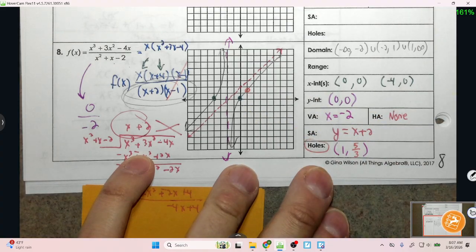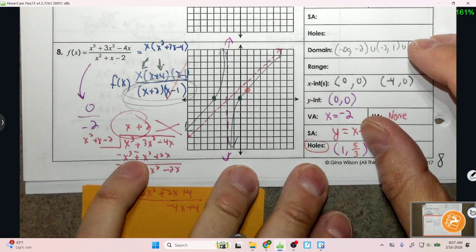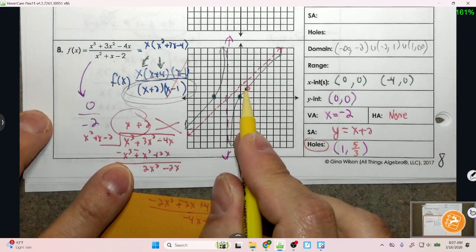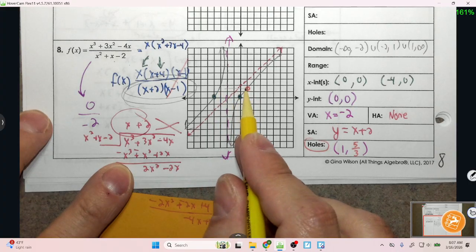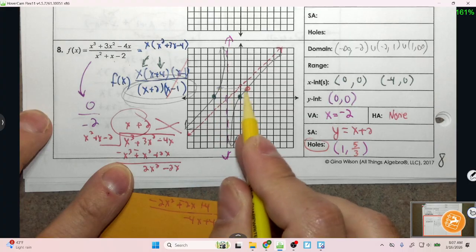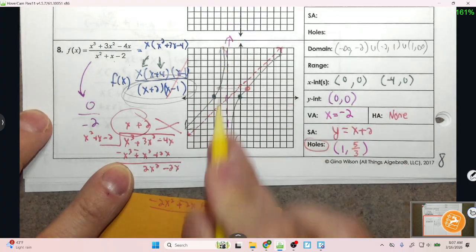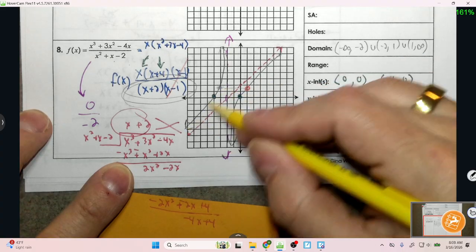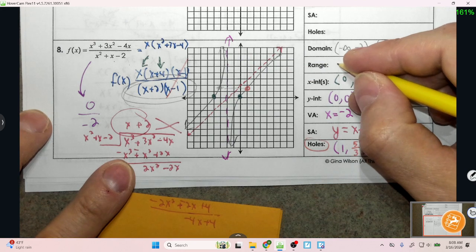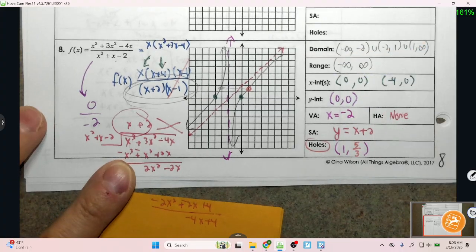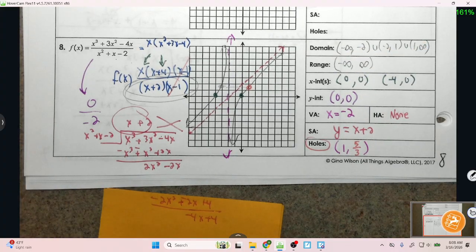Range-wise, actually everything's in the range. Pretty weird, because you would think that this hole is going to mess up our range. Well, it's not going to, because there's actually a dot here. So this dot fills that hole, so the range is every number, all the way down, and then there's a hole, but all the way through here. So the range is all real numbers, or negative infinity to infinity. And that is one example on a slant asymptote.